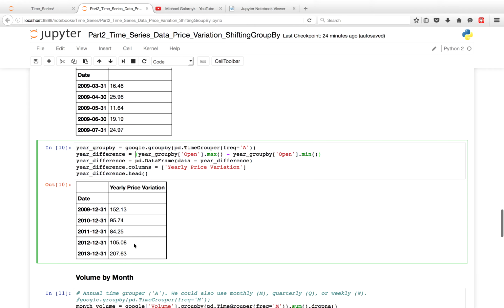The next thing we're going to do, just for demonstration purposes, is group by year. So this frequency equals A. This is annual, so it's yearly, right? Essentially, in this cell, we found yearly price variation, and we use the same aggregate functions, max and min.